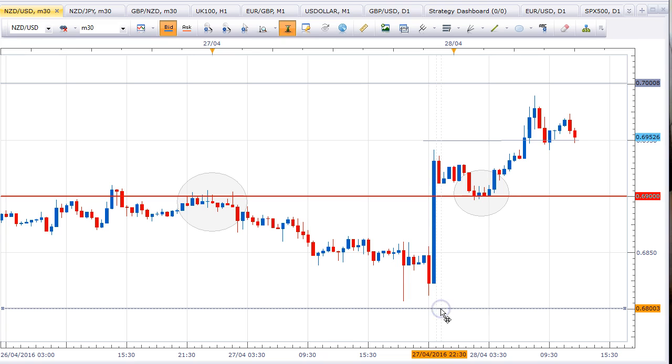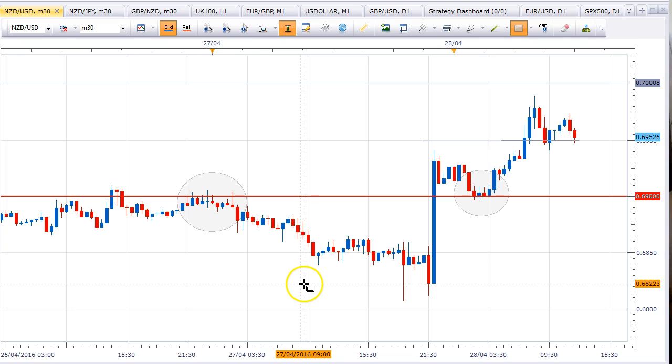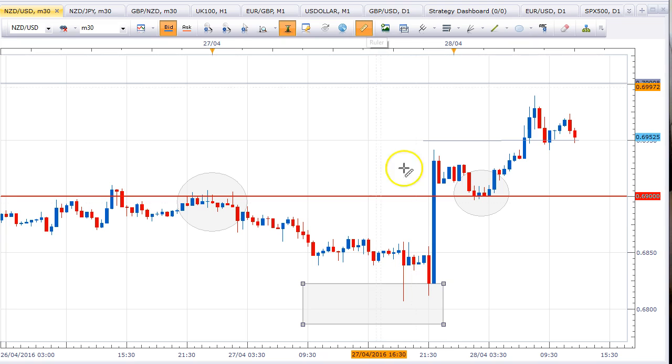So just for the contrast, I'm going to remove this. I'm going to use a rectangle. So let's say our zone went from the low of these two candles here, and the wick entered this area, and this wick entered this area. And then we're going to extend it by using the ruler here.